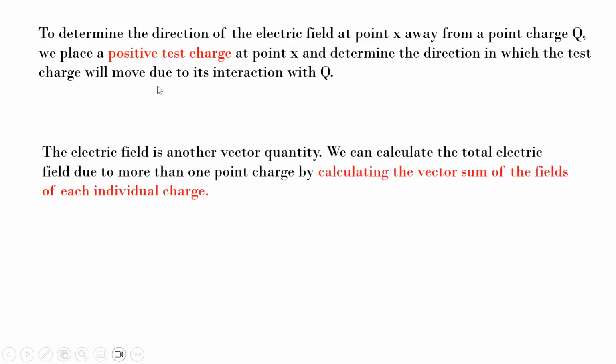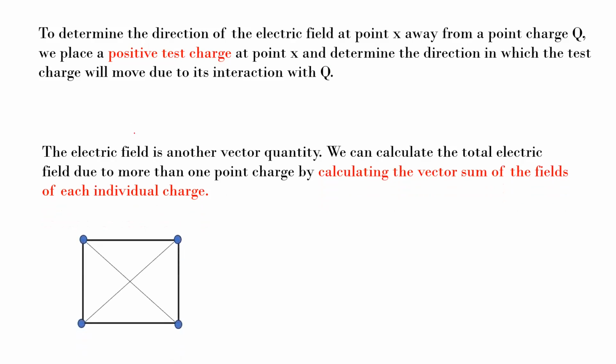The electric field is a vector, as we know. We can calculate the total electric field due to more than one point charge by doing the same thing as we said before. If you put a positive test charge here, you calculate the electric field due to that, and then you find the vector sum. So for this and for that as well, similar to what we did for force.